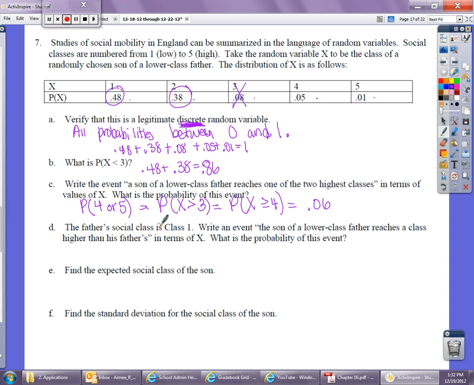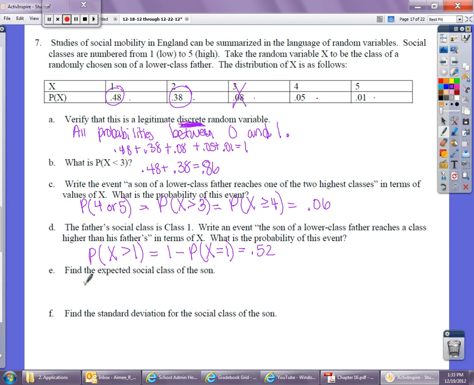D, a father's social class is class 1. Write the event, the son of a lower class father reaches a class higher than his father's. So if he's class 1, what is the probability of all of these? So again, the probability that x is greater than 1 is easily calculated by 1 minus the probability that x is equal to 1. Okay? Any of those, you're really just adding together everything else in the table, or you're taking the complement of 0.48, and you get 0.52.